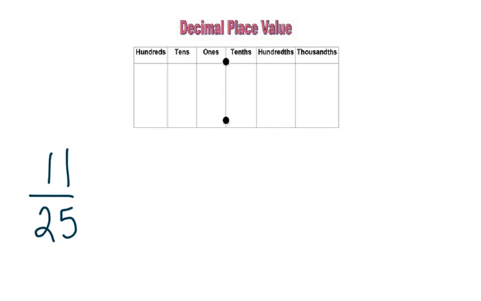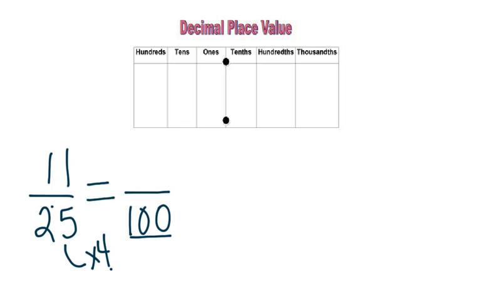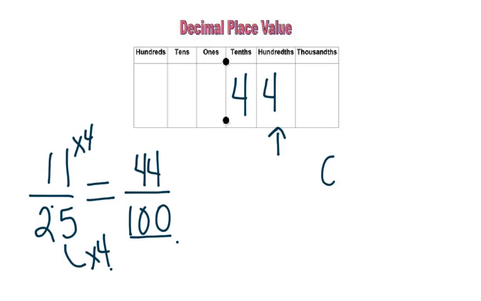In this example, we also need to change it to a fraction with a 10 or 100 in the denominator, and I can't easily get to 10, so I'm going to see if I can get to 100, and the answer is yes, because thinking about quarters, 25 times 4, you get 100 cents or $1. So 25 times 4 is 100, and 11 times 4 is 44. So we would write that here, making sure we end in the hundredths column. So the correct answer is 0.44 or 44 hundredths.